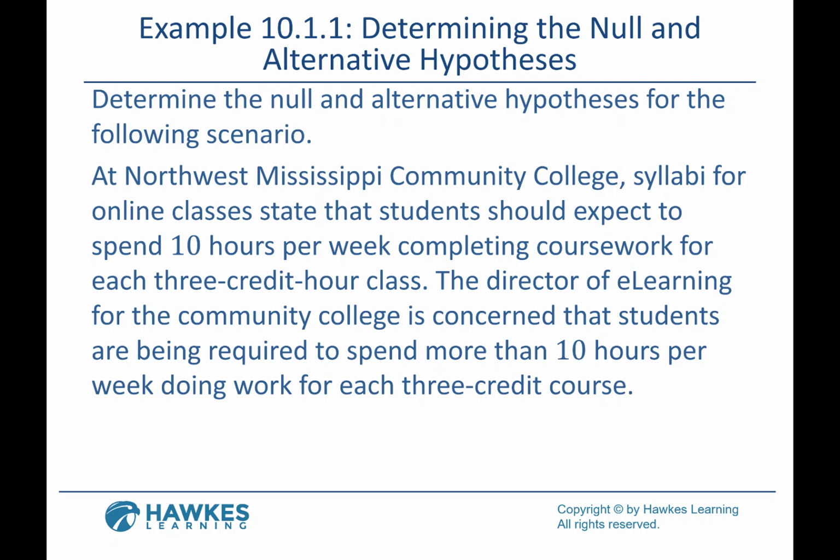So that would be our alternative hypothesis, and the way we would write that down, usually the alternative is easier to come up with first. Not always, but usually. So here, the numbers we're dealing with are means, and it's going to be a population value, so we'll say mu. And then the director of e-learning is concerned that students are having to spend more than 10 hours per week. So our alternative hypothesis would be that mu is greater than 10 hours per week, greater than 10. That would be our alternative hypothesis on this one.